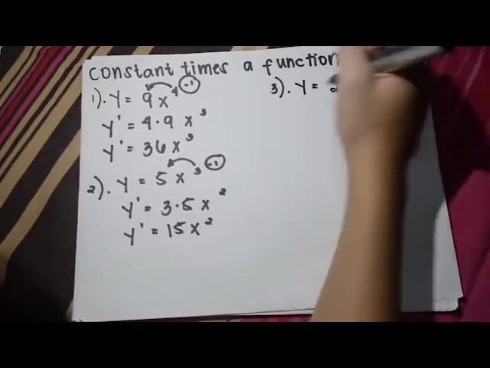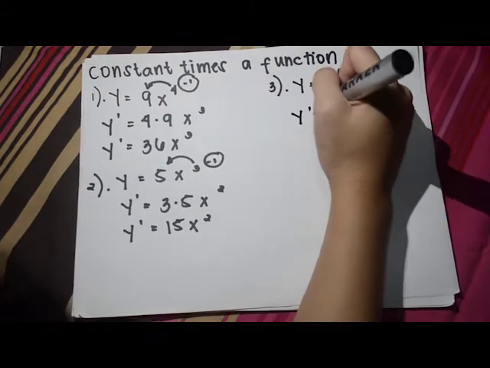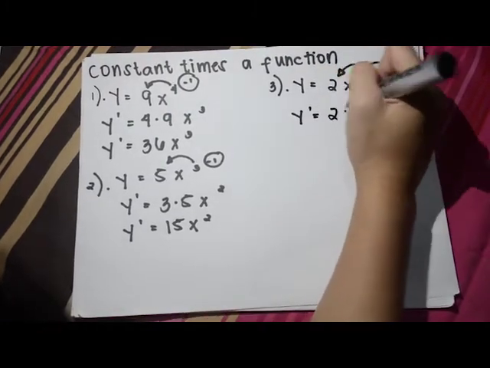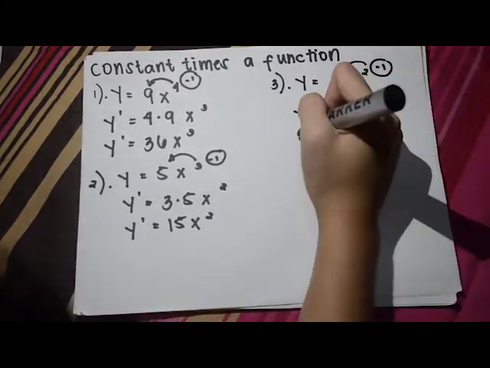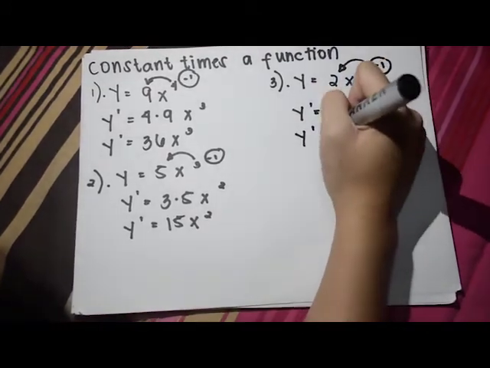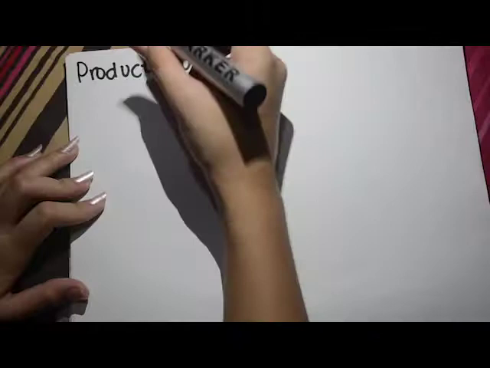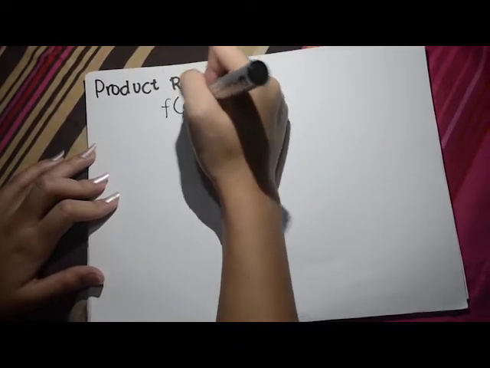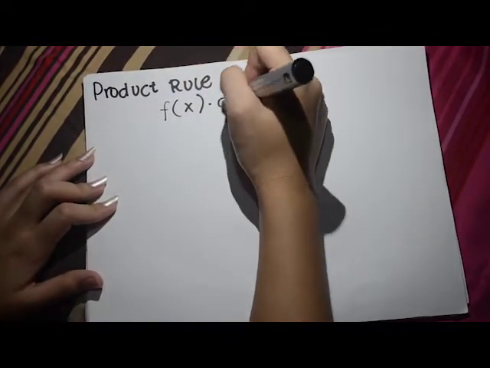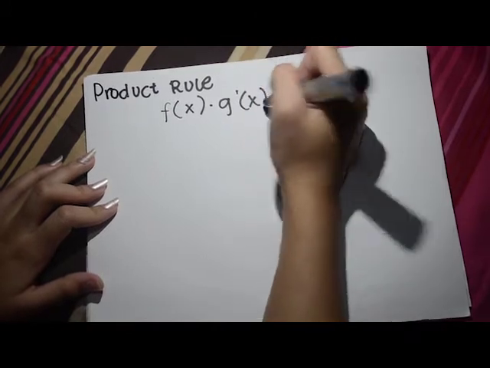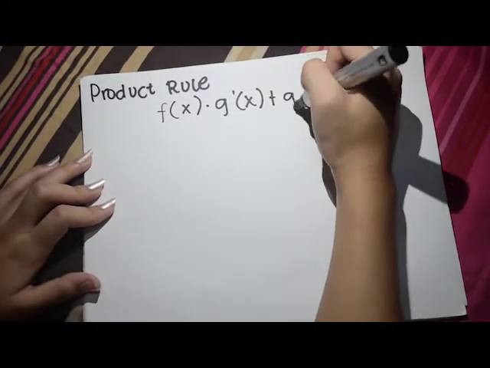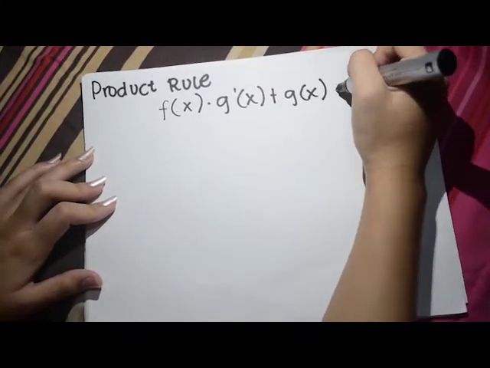If you are familiar with the power rule, this rule will be easy for you. Just bring the power in front of the coefficient, reduce the power by 1, and then simplify your answer by multiplying by the coefficient. We will now go to the product rule. In this rule, we'll use f of x times the derivative of g of x plus g of x times the derivative of f of x.